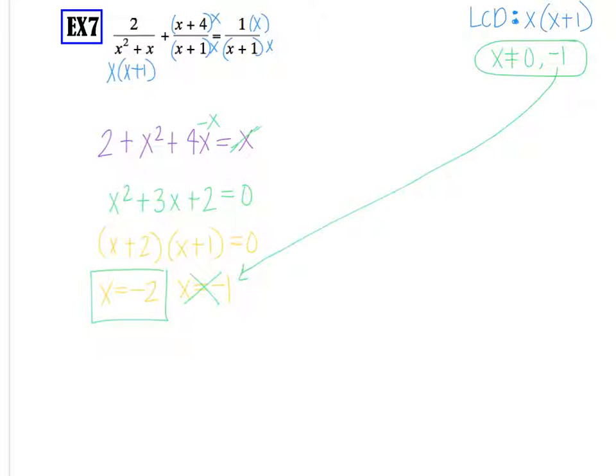All right, so when I solved this one out, I ended up with only one solution, that x is negative 2. So if you got that, you can go on to the final example. If you didn't, I will walk you through my process.